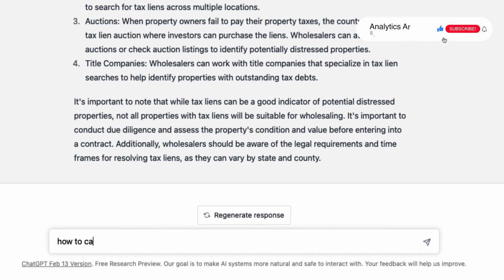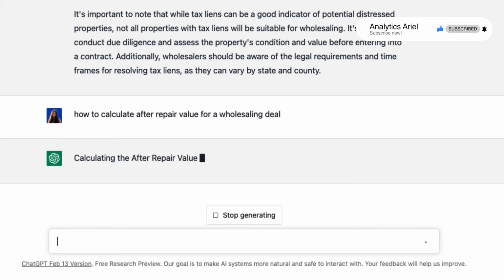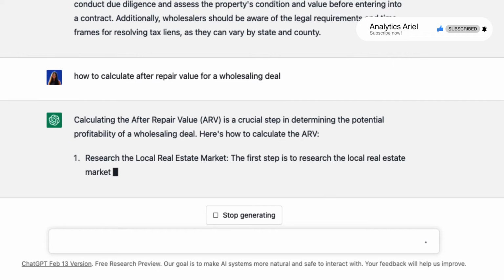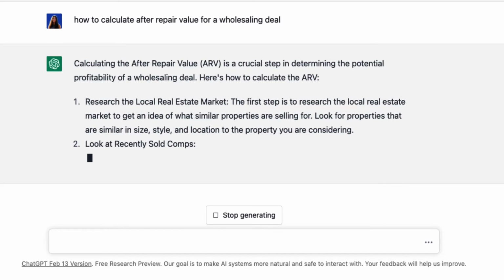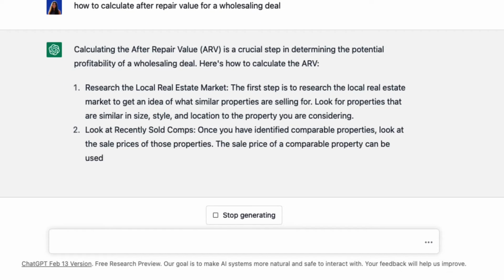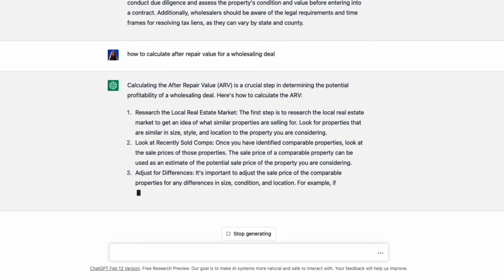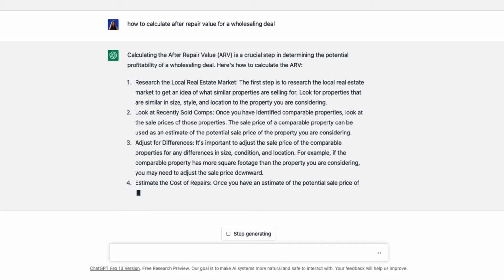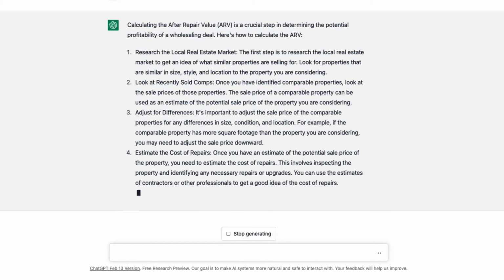So let's ask ChatGPT how to calculate after repair value. Based on ChatGPT's response, calculating ARV requires several inputs. 1, researching the local real estate market. So get an idea as to what properties are similar in size, style, and location to the property we are considering. Second, look at recently sold comps. This will help to determine the price the property can be sold at after making the repairs.